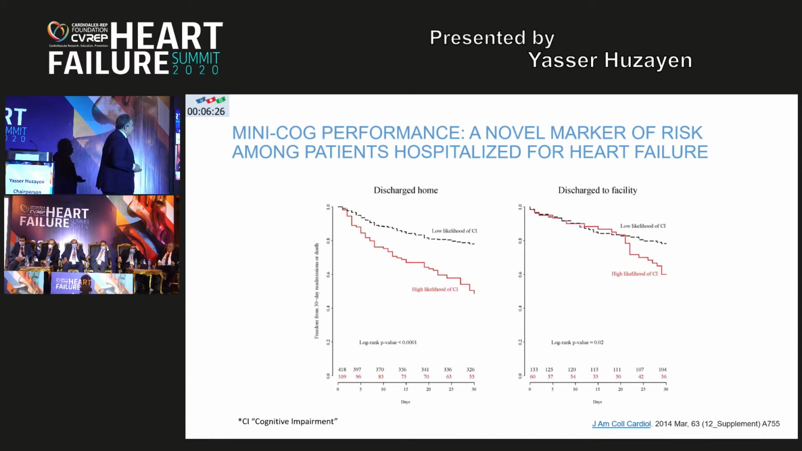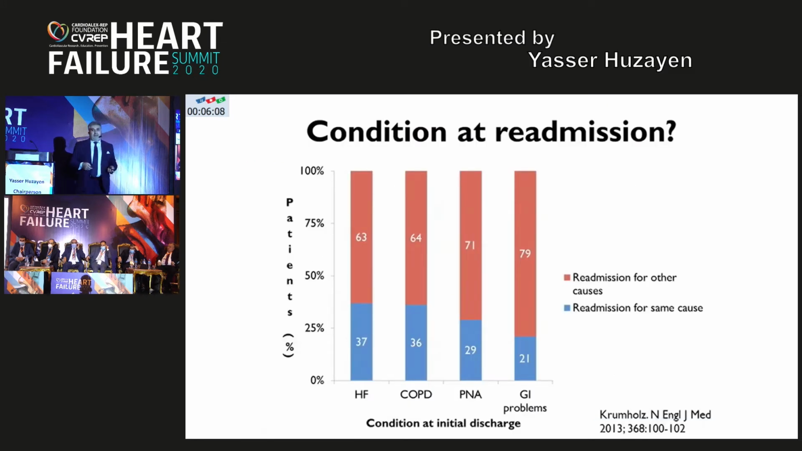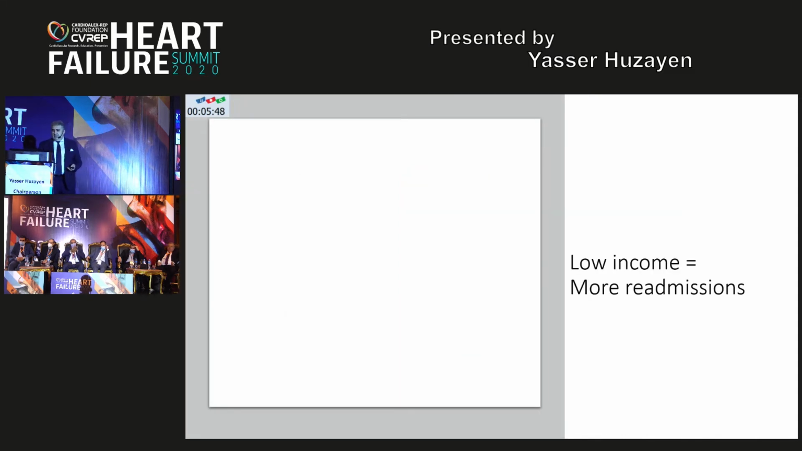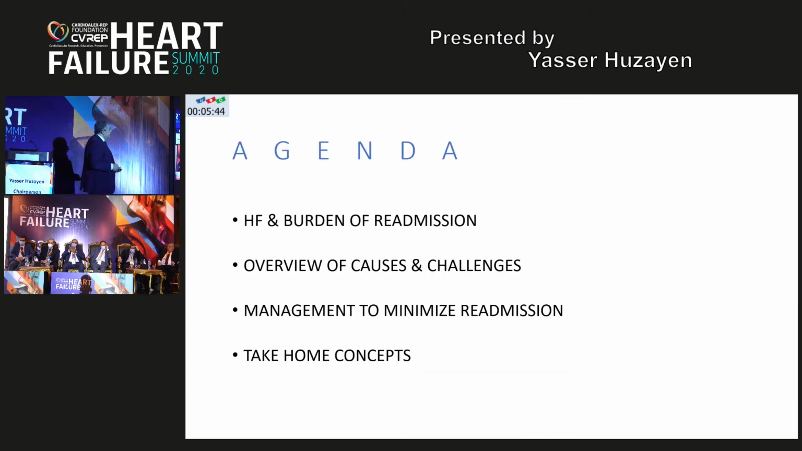This Mini-Cog showed us that a high likelihood of cognitive impairment is linked with readmission to the hospital, and vice versa, of course. And this is a very interesting slide, because not all the patients are readmitted for the same cause. We have a lot of comorbidities, and the heterogeneity is there. So around two thirds are readmitted for other causes. Please put this in mind. Low income equals more readmissions.